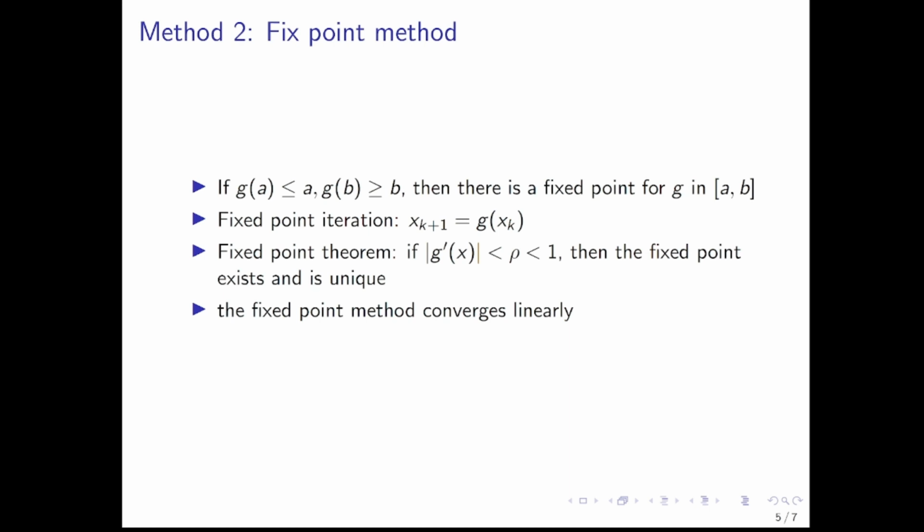So if the absolute value of g prime of x, which means the derivative of g, is smaller than a constant rho, which is strictly smaller than 1, then the fixed point on the interval [a, b] exists and is unique. So in other words, if the derivative of g can be bounded by a constant rho, which is smaller than 1 on this interval [a, b], then the fixed point exists and is unique. So finally, the fixed point method converges linearly.